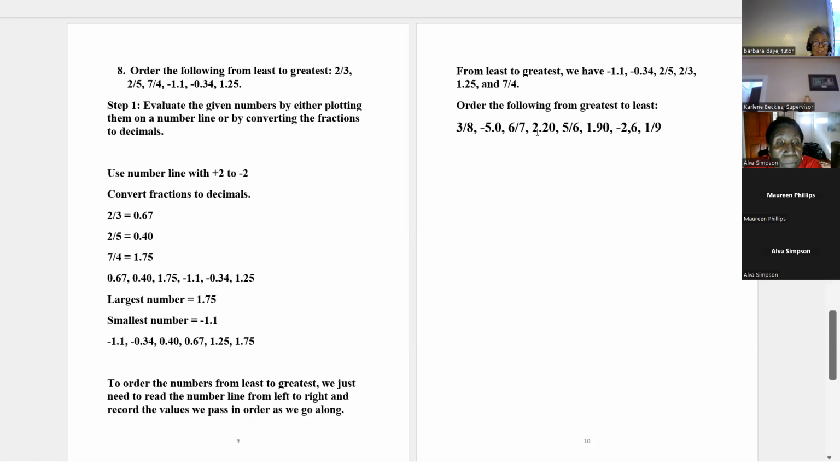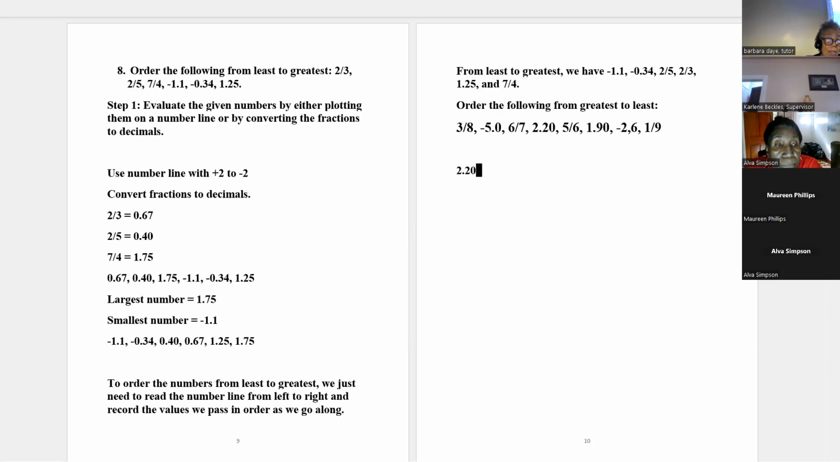What is the largest of these numbers? Alva, what do you have for your largest number? I have 2.20. That's right, Maureen. 2.20. Yes. That's your biggest number.